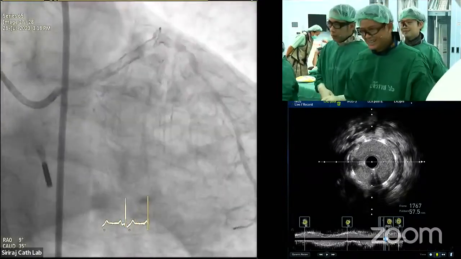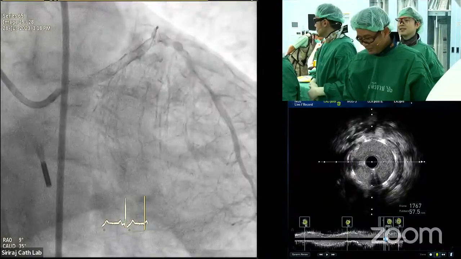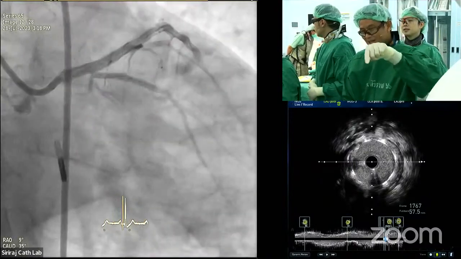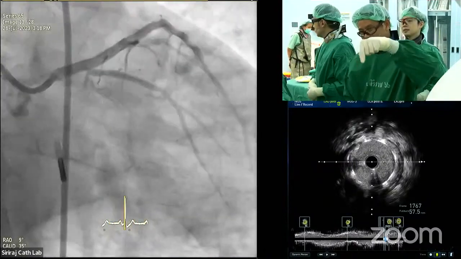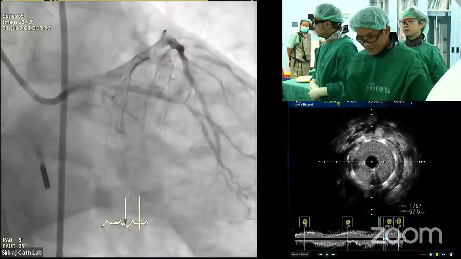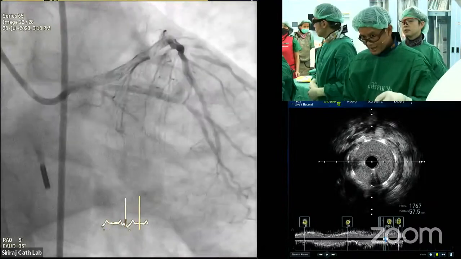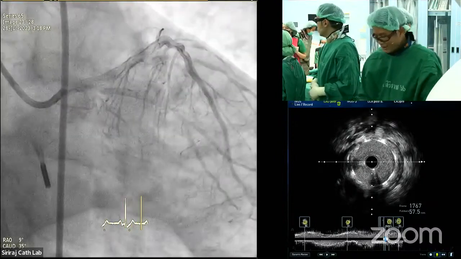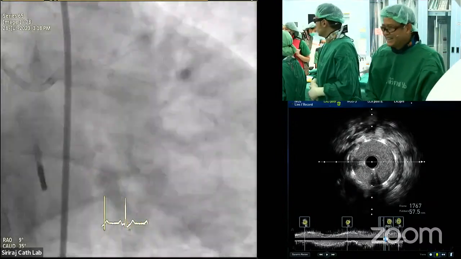But this will be the most challenging part of the case. Hopefully I can, because when I did the wiring in that circumflex, the true circ is occluded and it's a big turn to that obtuse marginal. With the Qiong wire, I still have some difficulty. Now I have to cross the same strut and get to another strut to get the wire in. So hopefully I can finish on time.